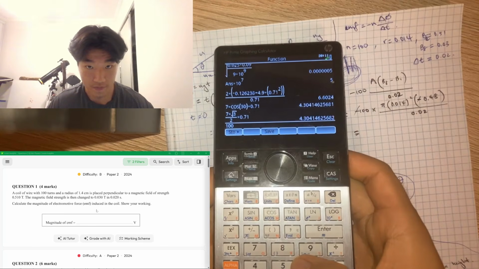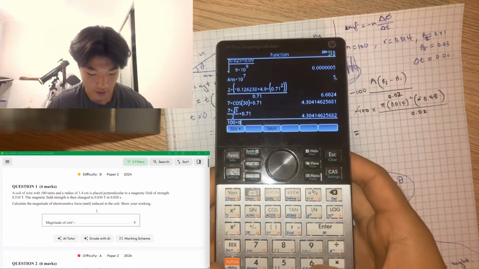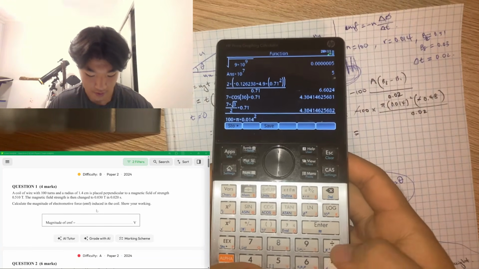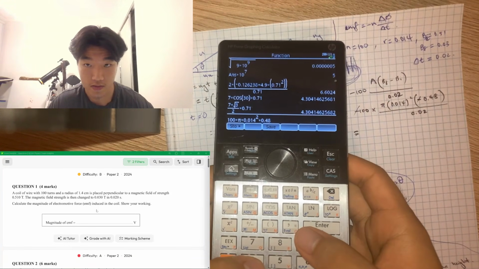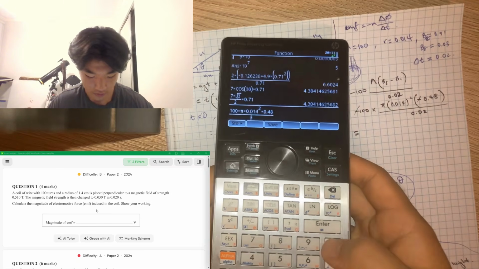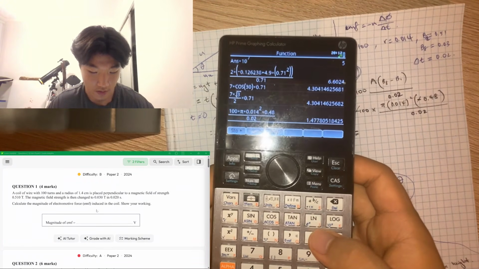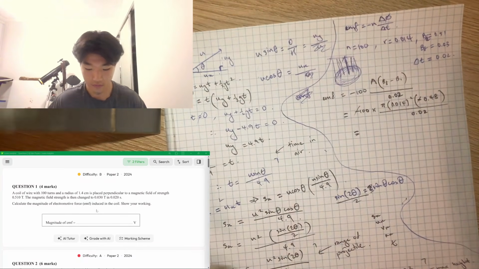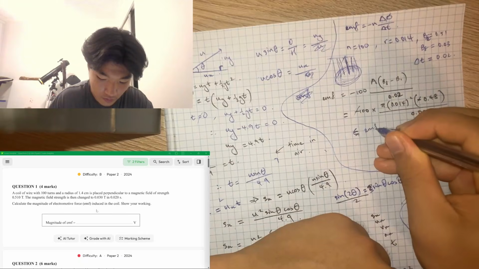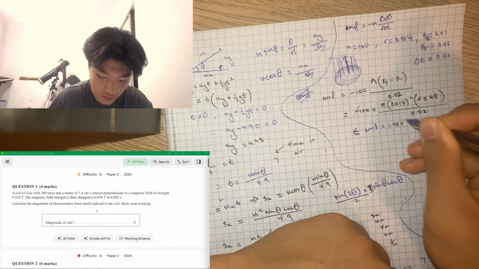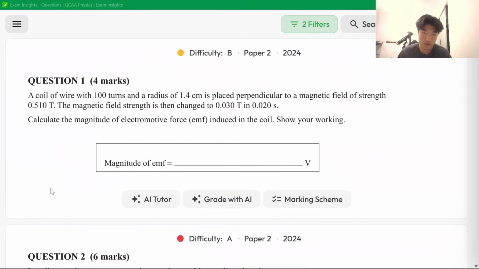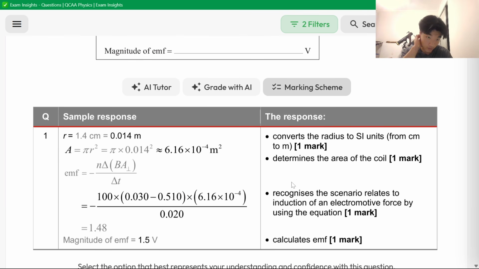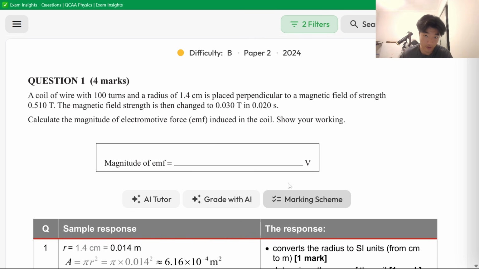Okay, so 100 times pi times 0.014 squared times 0.48, and then divide by 0.02. So we get an answer of 1.48 volts. Now that should be our answer. 1.48. Yeah, they just rounded it to 2 significant figures.